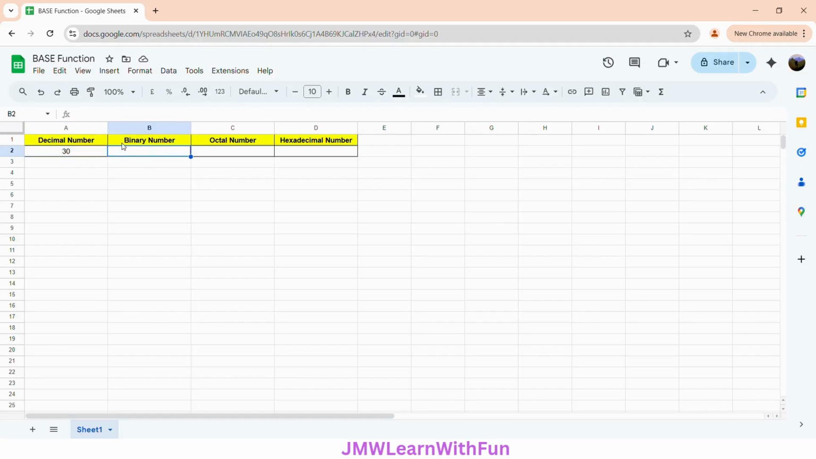In cell B2, we want the binary number equivalent of the decimal number, 30, given in cell A2. In cell C2, we want the octal number equivalent of the decimal number, 30, given in cell A2. And in cell D2, we want the hexadecimal number equivalent of the decimal number, 30, given in cell A2.